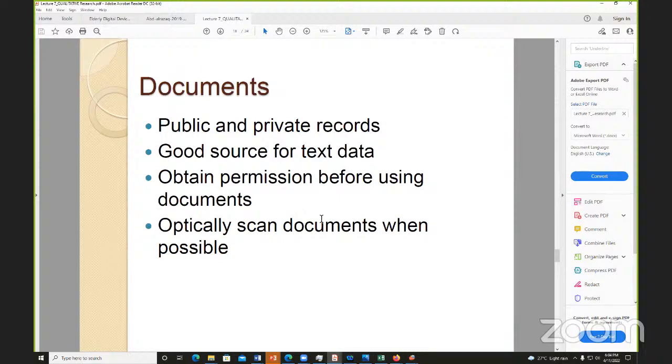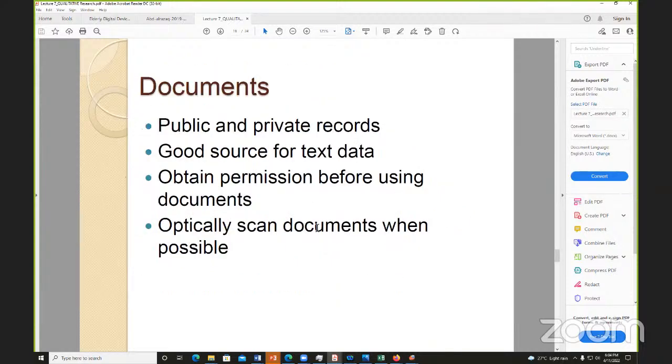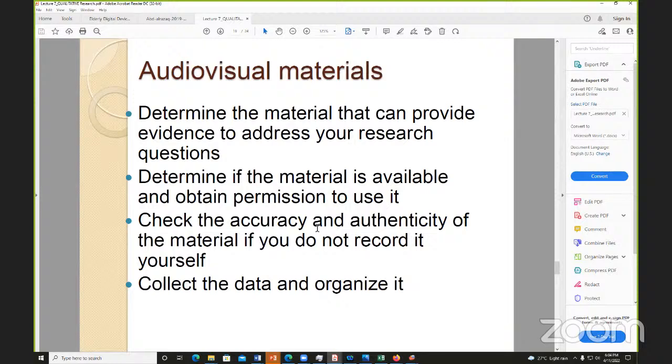Obviously, you need to get permissions, and if you get the permissions, you will scan the documents so you can keep them during the time of the review. Depending on the project, you might need to destroy the records afterwards or return them to the source. Audiovisual materials are also useful, obviously, to get permission and check that it is accurate.